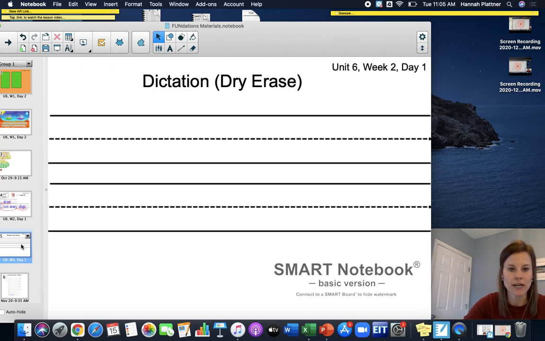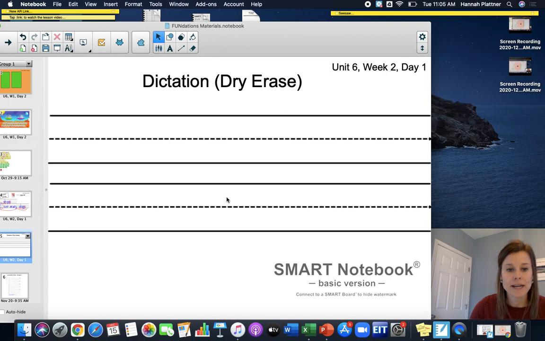We're going to practice writing some sounds and words on our dry erase board. If you need to pause the video to get all of your materials put away, go ahead and do that at this time. Otherwise, you can hop right in with me. We're going to start with some sounds, then we're going to write some words, including some trick words, and then we will end with a sentence.